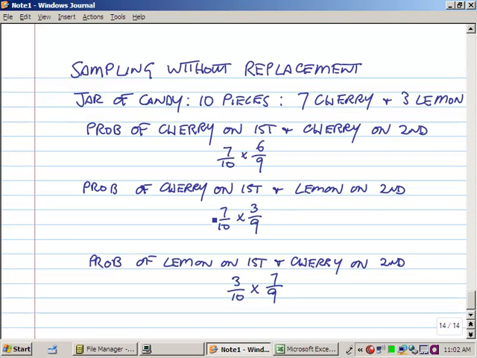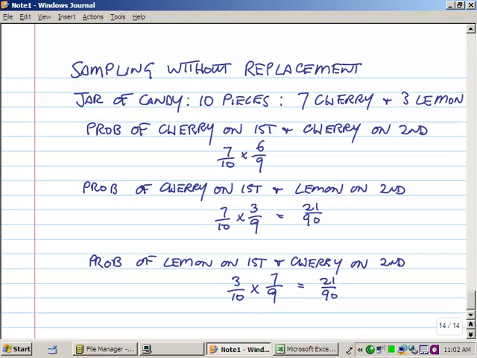Now look at both these answers. First we have cherry on the first, lemon second, then we have lemon first, then cherry. So when we're done, we have 1 cherry and 1 lemon, and the probabilities are the same. On the numerator you have 7 times 3 in the first, and in the second you have 3 times 7, but of course that's 21 in both cases, and the denominator in both cases, 10 times 9, is 90.